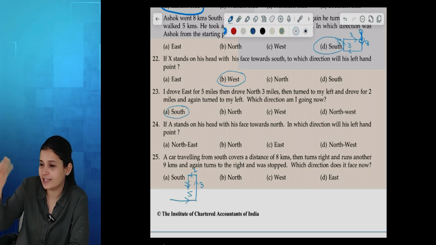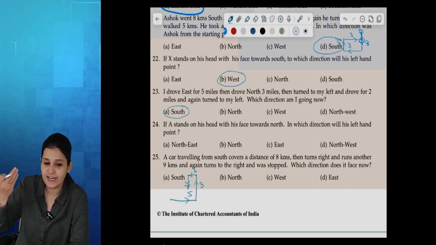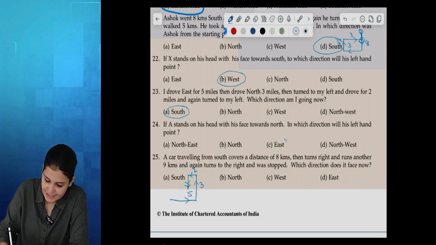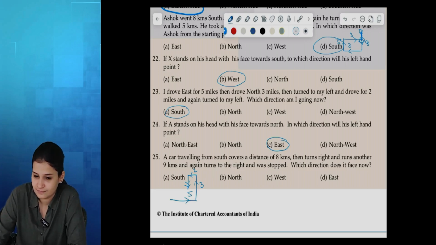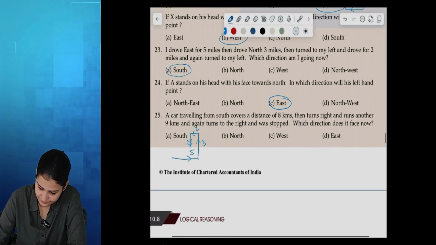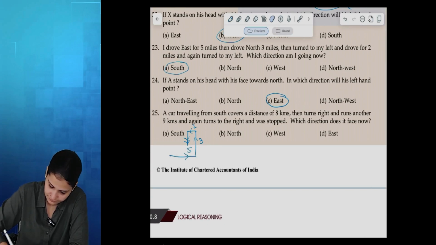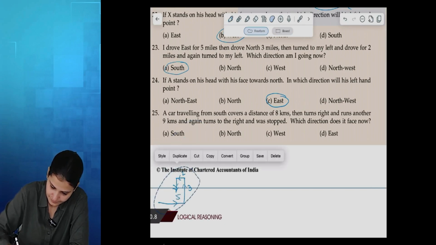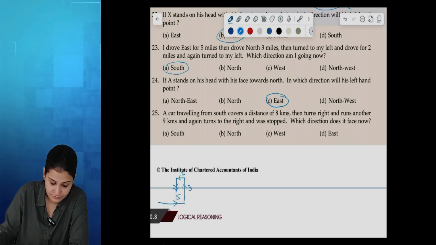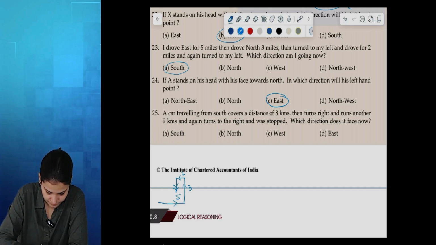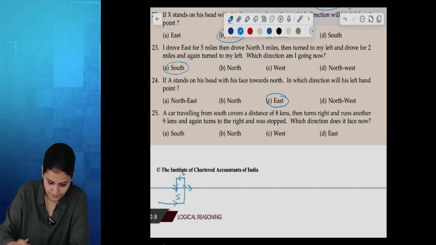This time, earlier I was west when I was facing south. Now I am facing north. So it will be on the east side. Yes, ma'am. 25. South. South, ma'am.